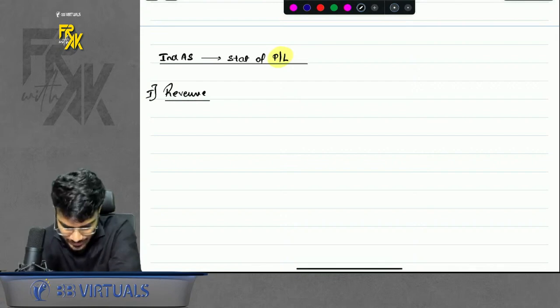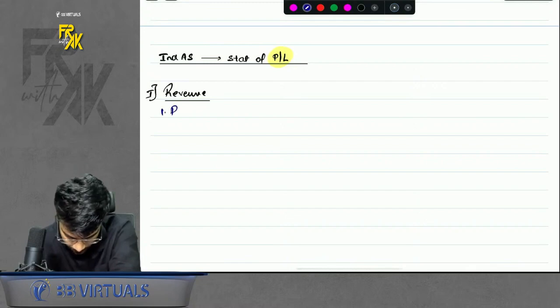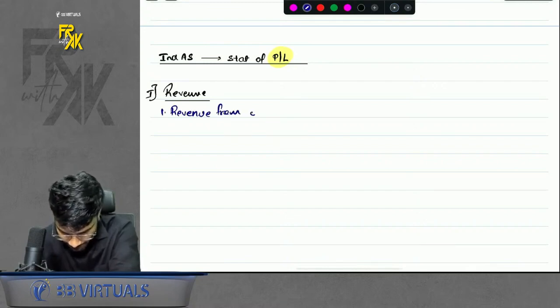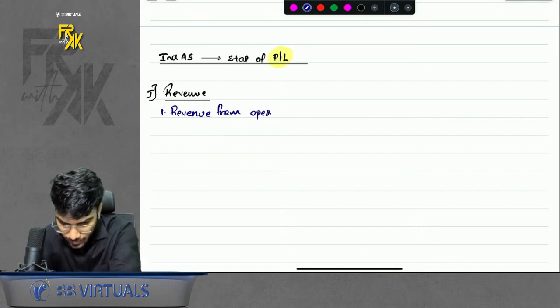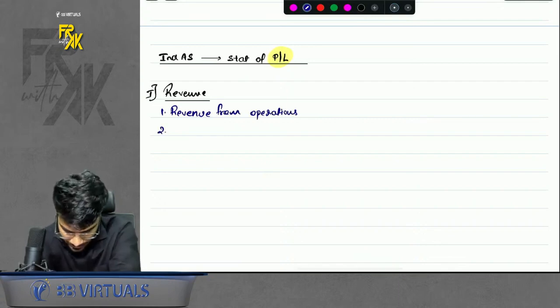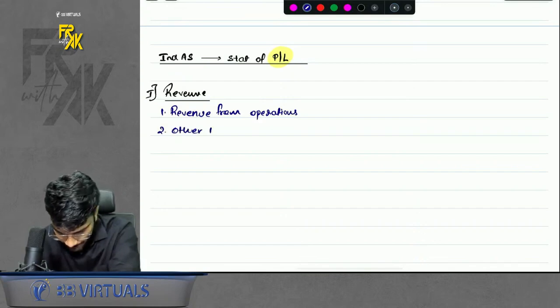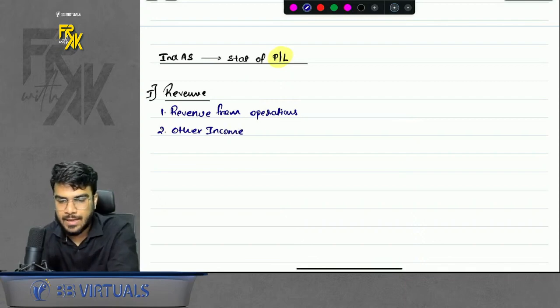We have two elements here. One is revenue from operations, and the other one is other income. The next one is other income, right? Yes, sir. Okay.